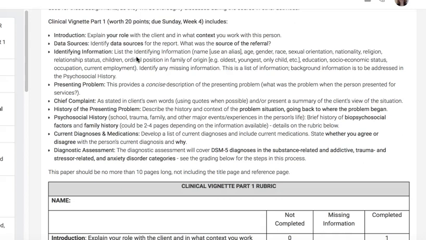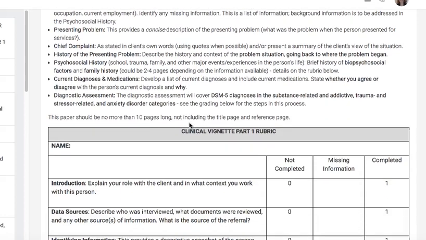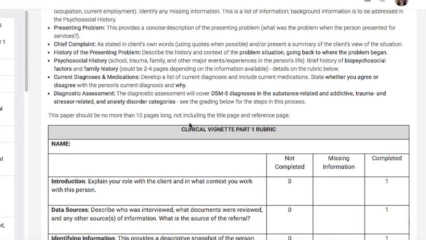Again, I'm just going to reiterate, you're not meeting with the person. You're only gathering information or referring to information that comes from a record or from your memory, essentially. Okay? So next up is the presenting problem and the chief complaint, which I find students confuse pretty frequently. So let's try to sort that out now.